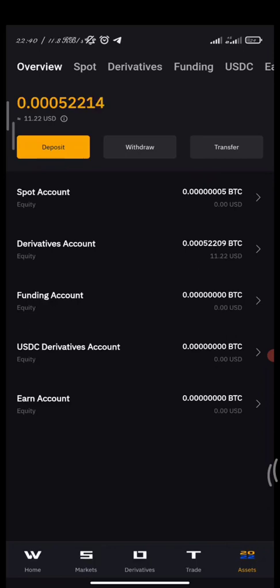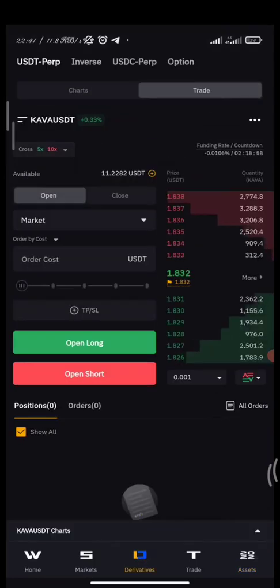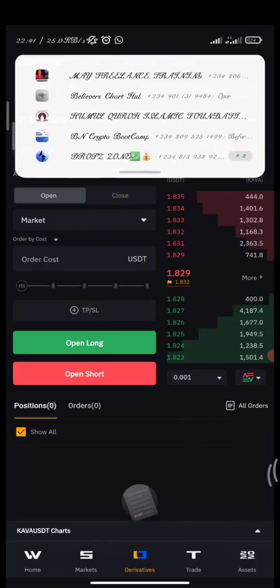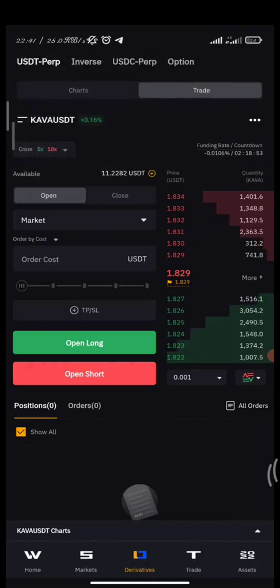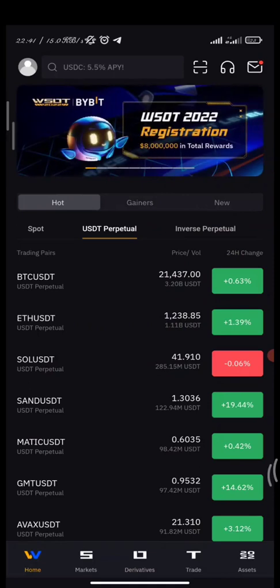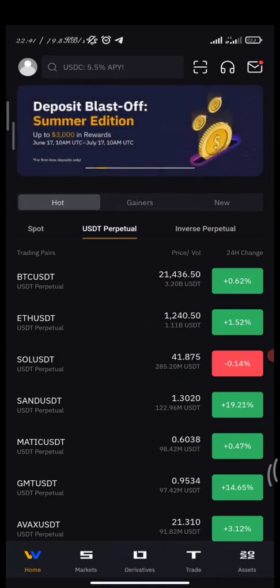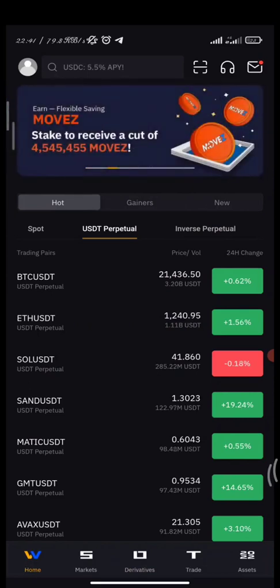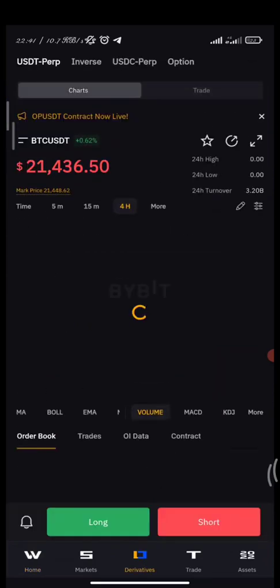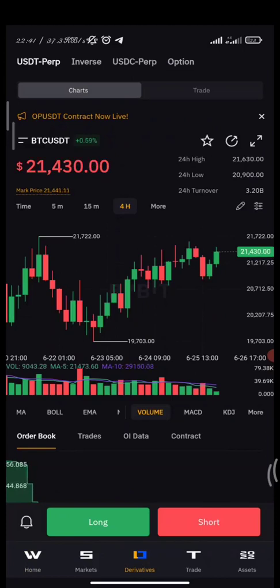I can come to derivative. For you to trade futures, you use USDT. I hope you're getting me, use USDT. I've already talked about many of these things. Right now, I can see BTC trying to give us some thumbs up, because in order for you to trade futures, you need to know the movement of BTC. I can check what BTC is doing here. I'm using the 4 hours time frame.